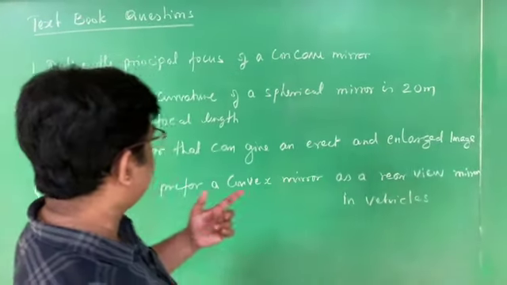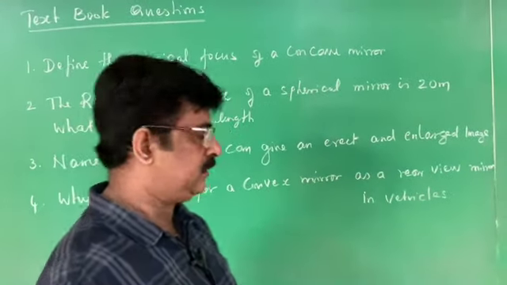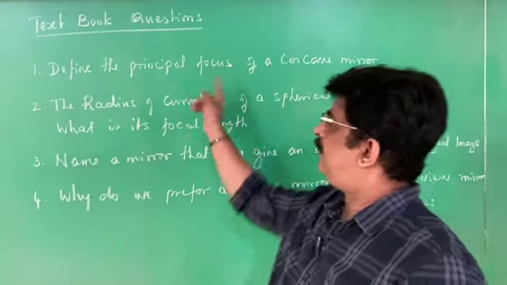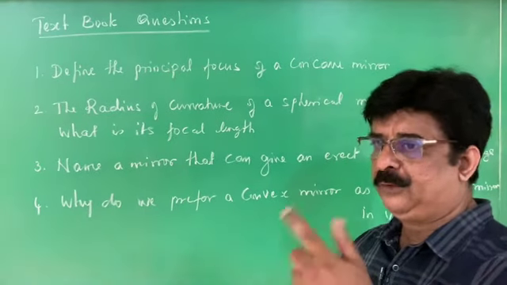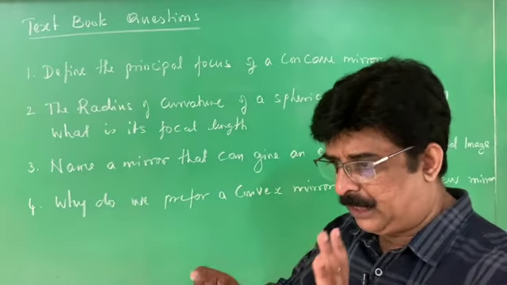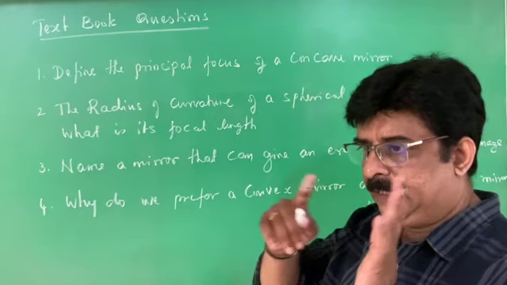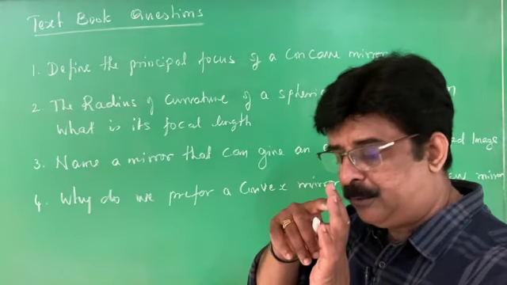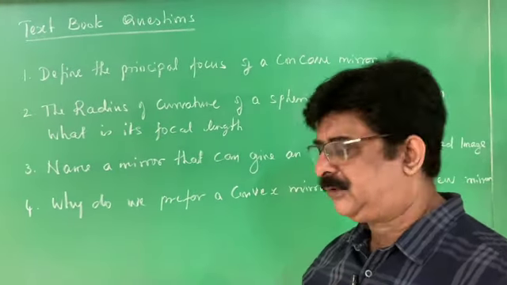Right? The next question is, second question. First question is the same thing. You can easily write this question. Principal focus of a concave mirror, principal focus is given by the letter F. You can use the word converge. How? A ray of light parallel to the principal axis, incident on a concave mirror, converges to a point on the principal axis called principal focus. Like that also you can write.